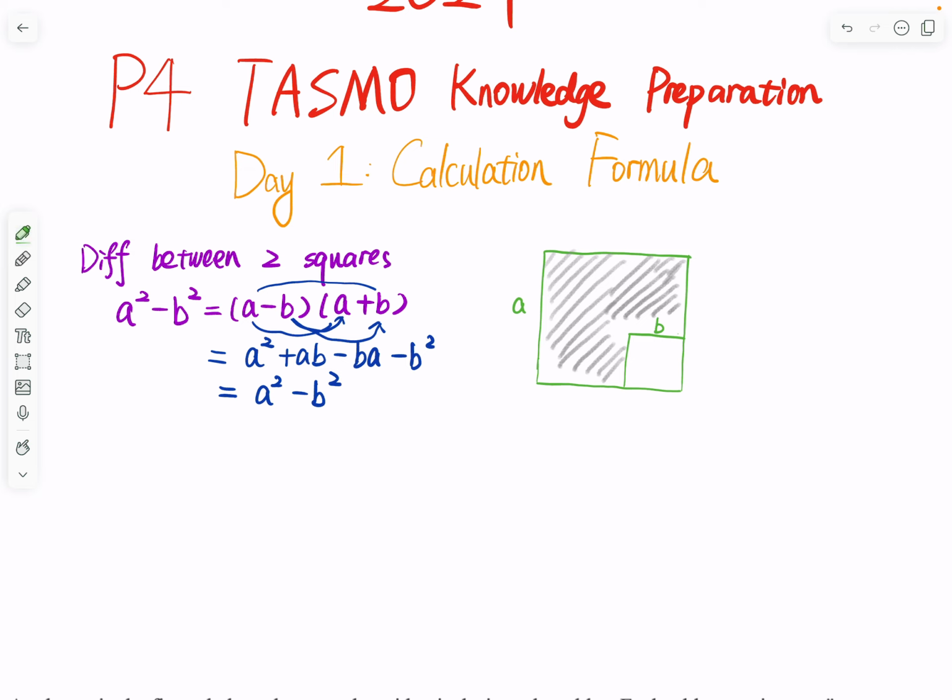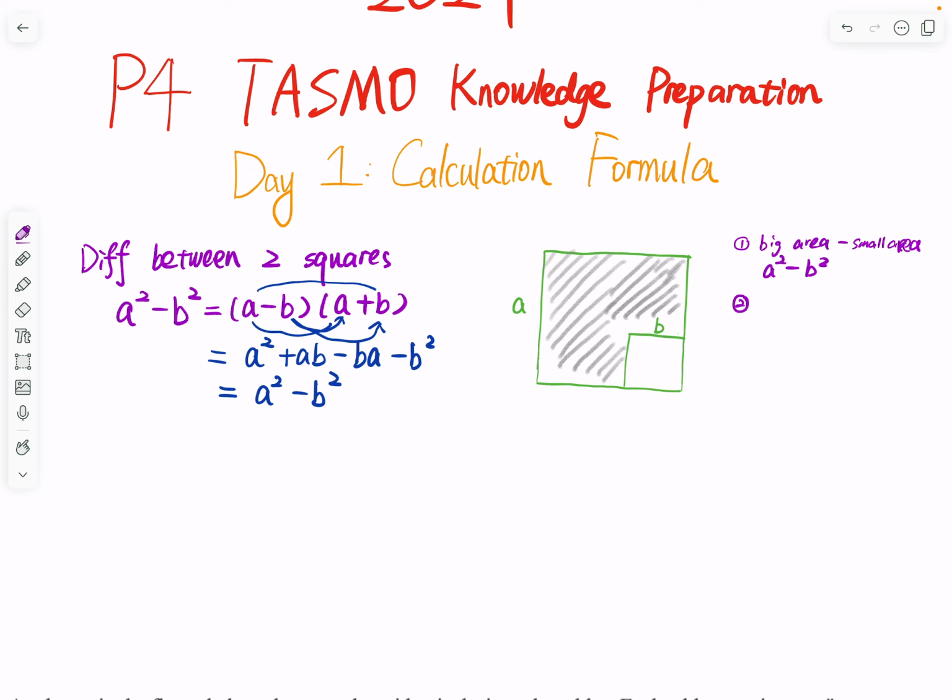But remember, if I want to calculate this shaded area, we usually use two methods. The first one is to use the big area minus the small area. In this question, I just use the big square's area minus the smaller square's area. So it becomes a squared minus b squared. Of course, this is the left part of our equation.